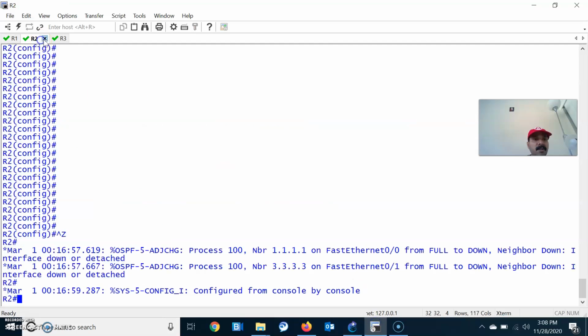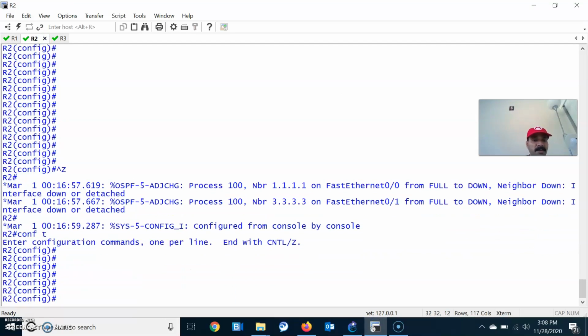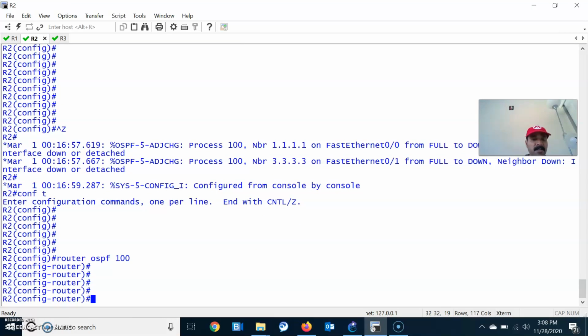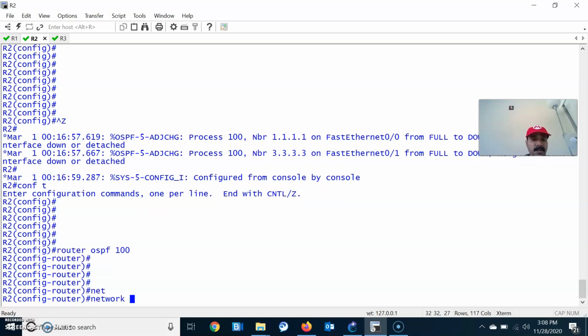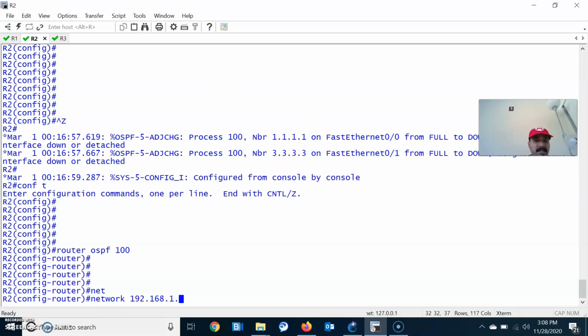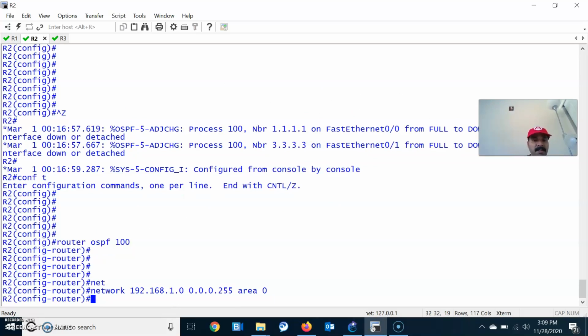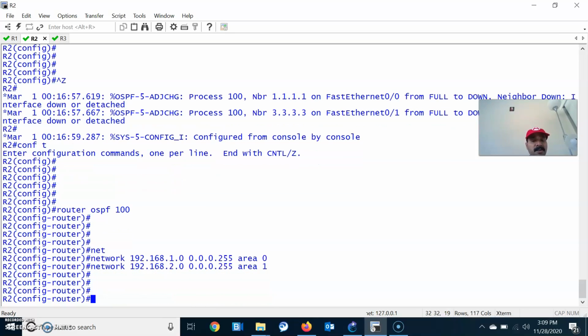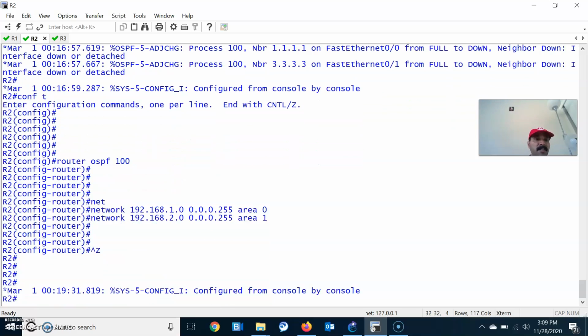Similarly, go to R2. R2 is an area border router. Go to the configuration mode and router OSPF 100. It has two networks connected, 1.0 and 2.0. So network 192.168.1.0 with wildcard mask 0.0.0.255 followed by area 0. Another network is 2.0, which resides in area 1. That is the reason we call R2 an area border router, since it is used to interconnect multiple areas.